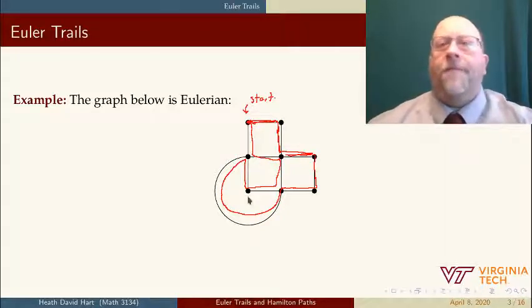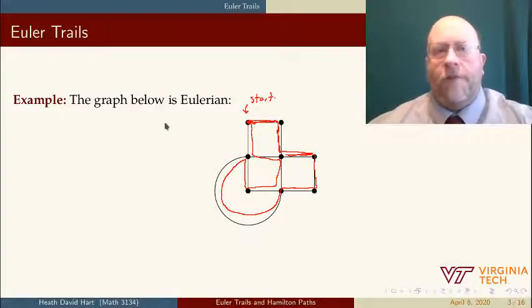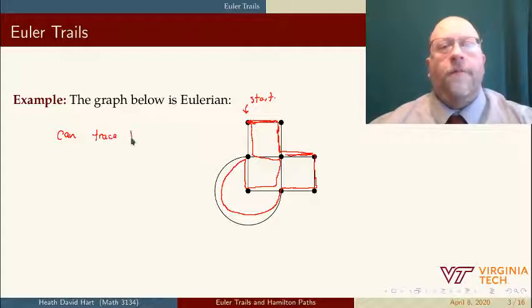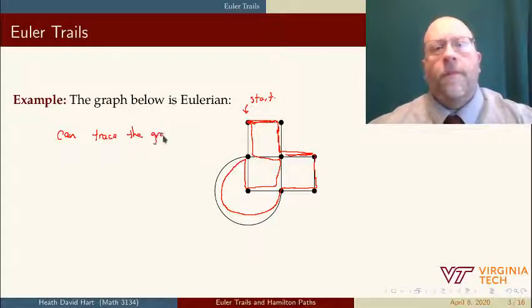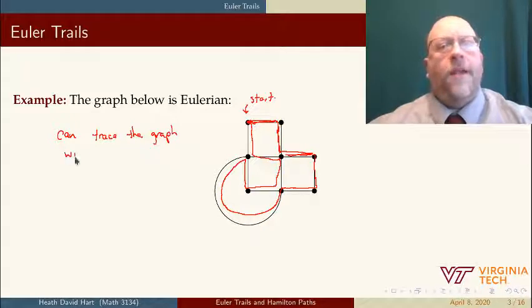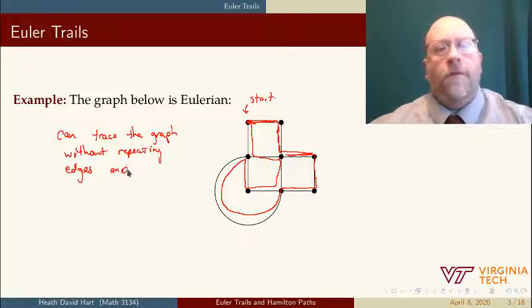You may have played games like this at some point as a kid, where you had to trace over the diagram without going over any segment more than once. This is what it means to be Eulerian. We can trace the graph without repeating edges, and return to the starting point.